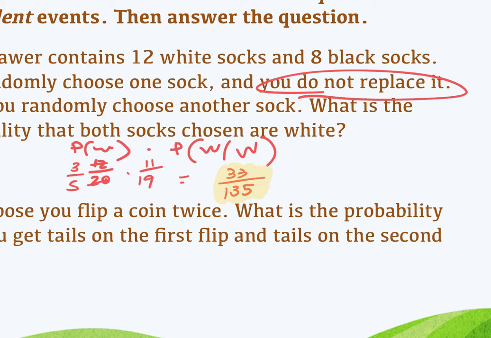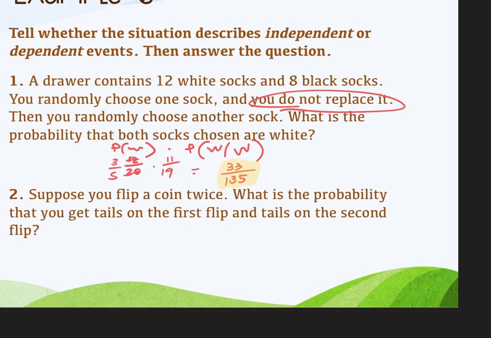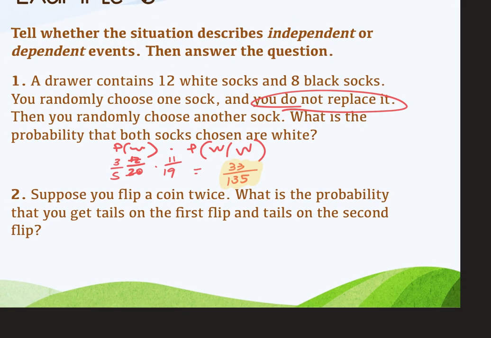This is dependent, yes. All right, 2, suppose you flip a coin twice. What's the probability you get tails on the first flip and tails on the second flip? Dependent or independent?